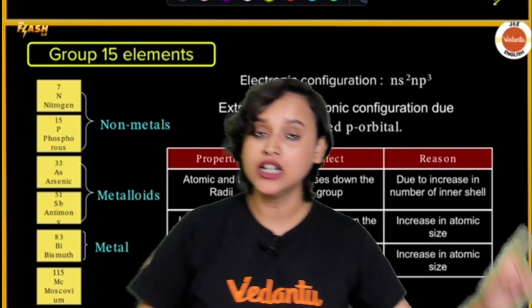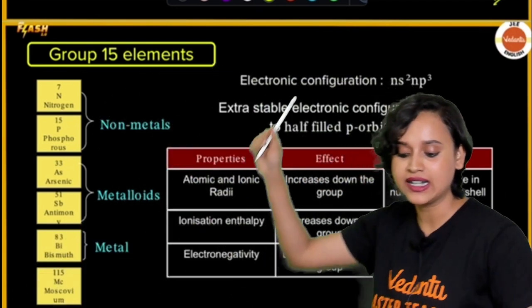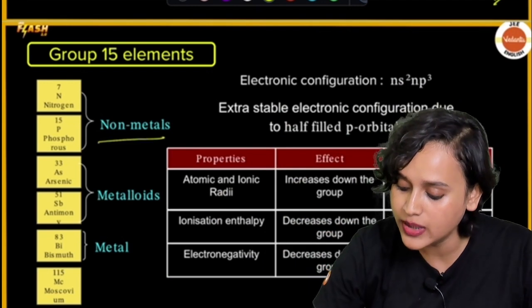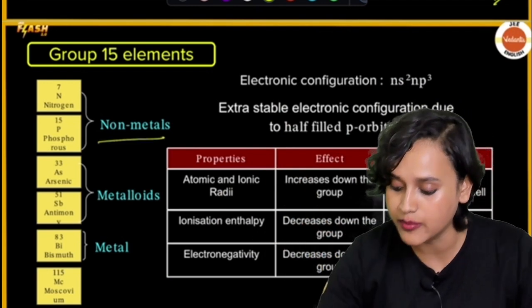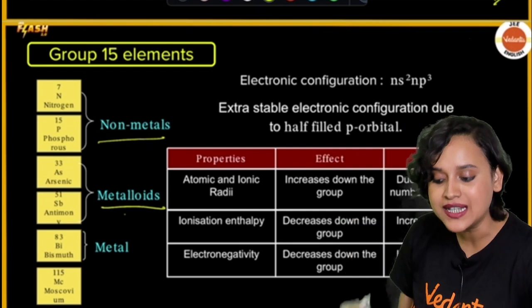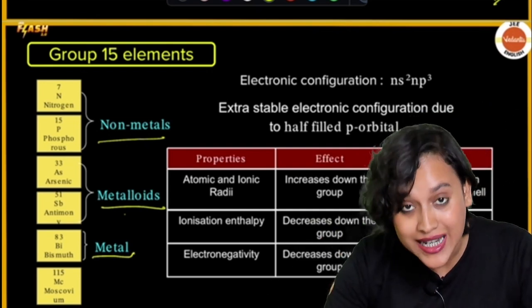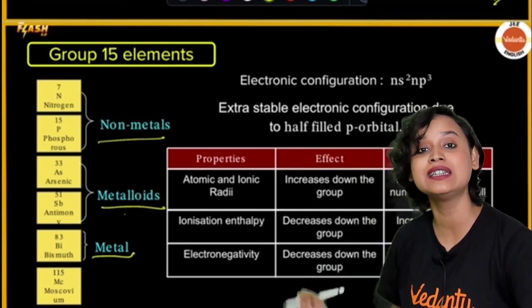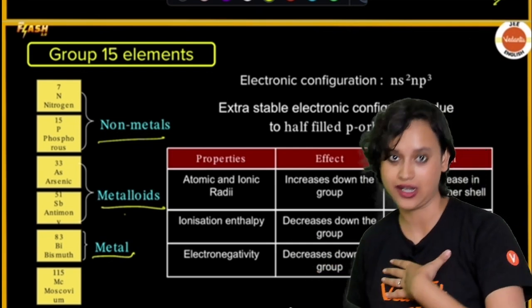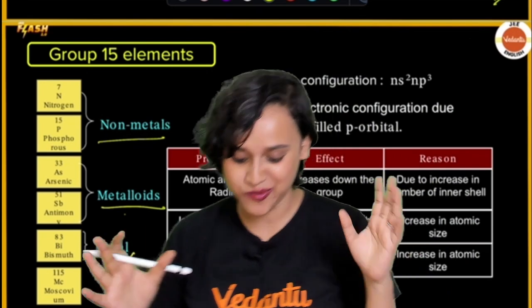That means that the topmost elements, that is nitrogen and phosphorus, are non-metals. Arsenic and antimony are metalloids, and bismuth and moscovium are both metals. However, bismuth is a metal and moscovium is a synthetic radioactive metal that we have created. Not me, but human beings have created it.